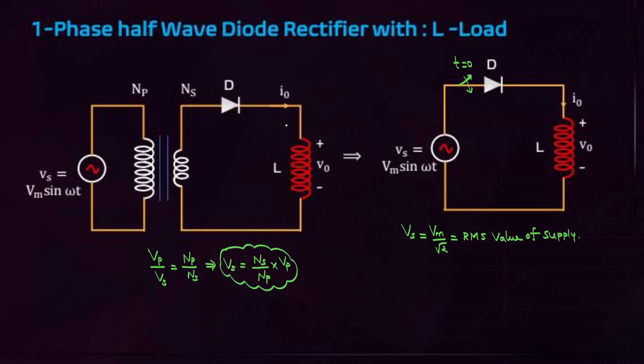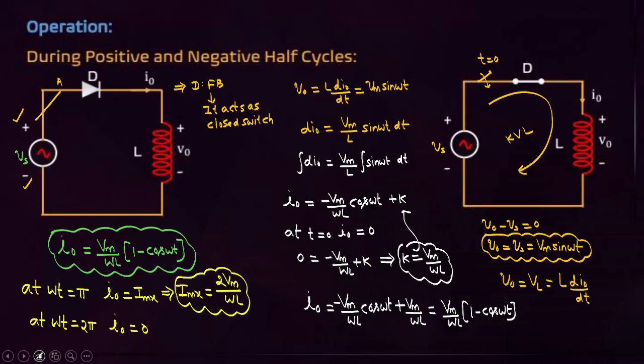Next, purely inductive load. The purely inductive load concept is very important in the single phase half wave diode rectifier. With respect to a purely inductive load, these are the observations. What is the instantaneous output current expression? Go through this one: Vm by omega L into (1 minus cos omega t). No need to make any derivation here. This formula you have to concentrate on.